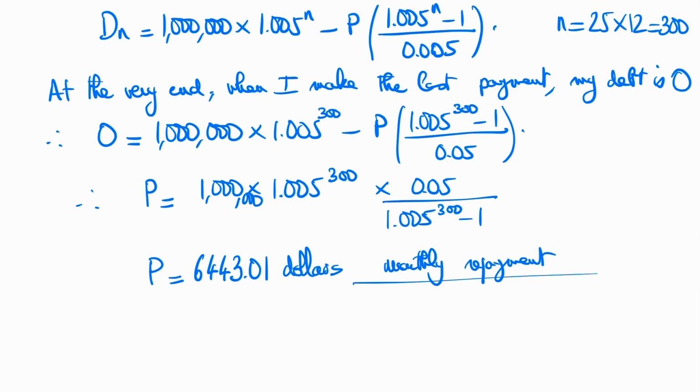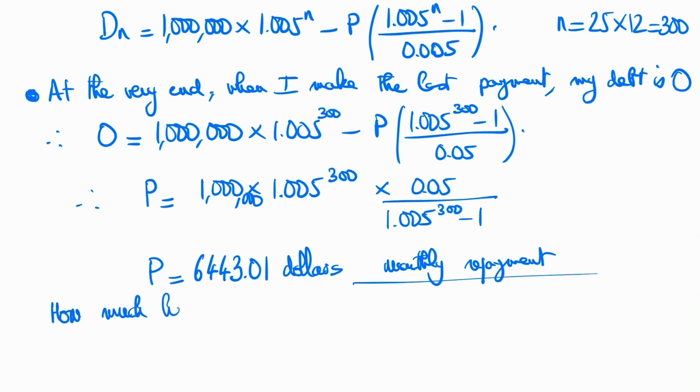So that's the interesting thing here. To find this monthly repayment, we just need to realize that at the very end, when I make the last payment after 25 years, my debt is 0. And to arrive at that, I have to make a payment of $6,343 every month. Now, how much interest have I paid in total?